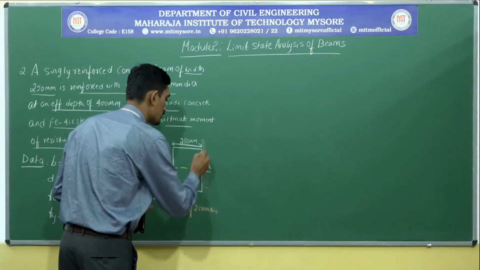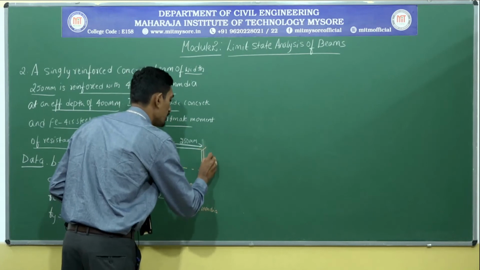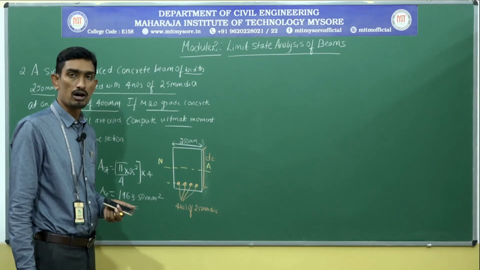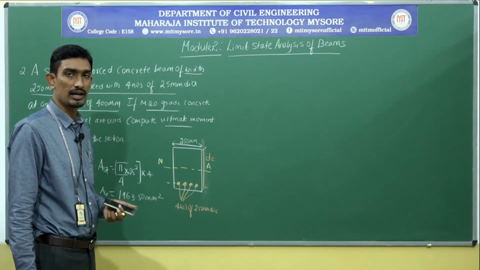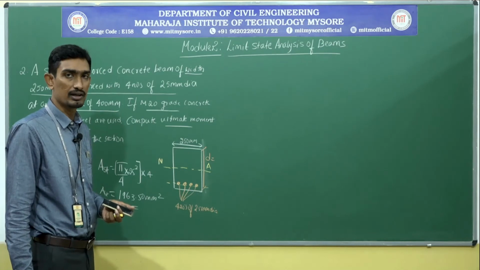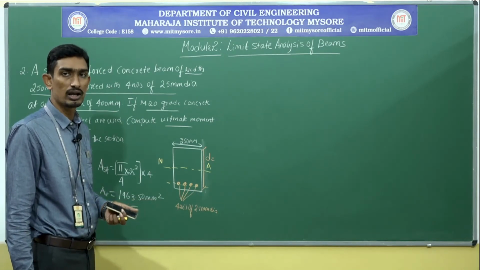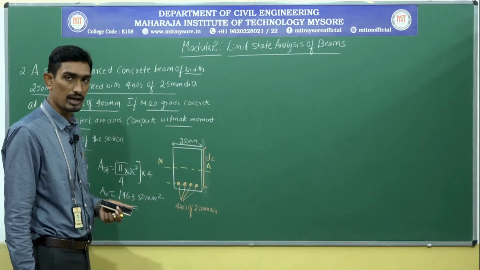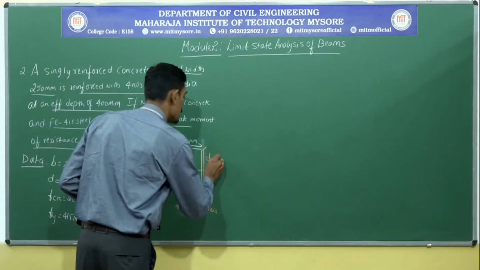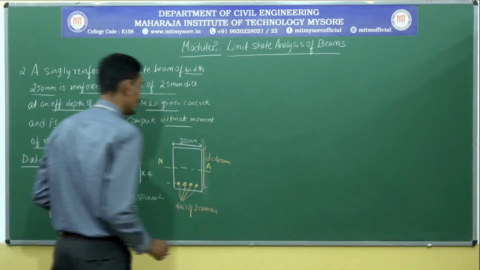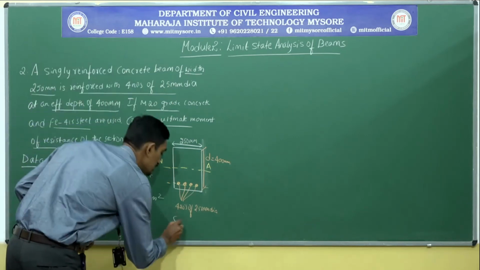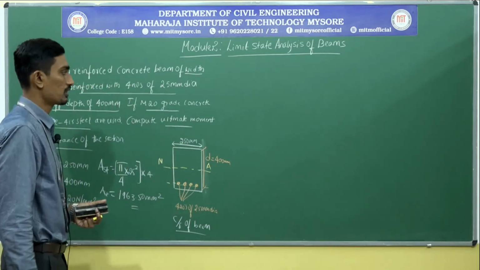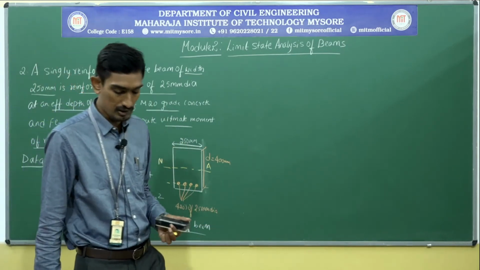So that is small d, directly given. If they are not going to give it directly, they might give the overall depth. Overall depth minus the effective cover will give you the effective depth. Now in this problem you need not worry or calculate like that, because directly they have given the effective depth. Hence effective depth d is equal to 400 millimeter. So this is the cross section of a singly reinforced beam. Now let us proceed with the problem.